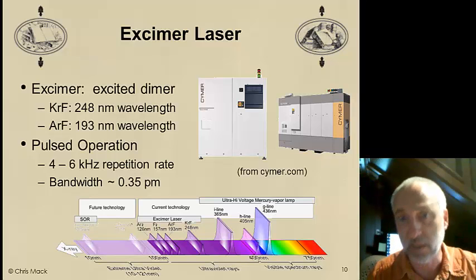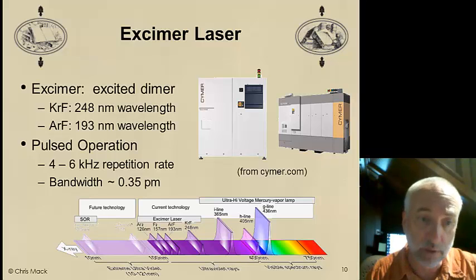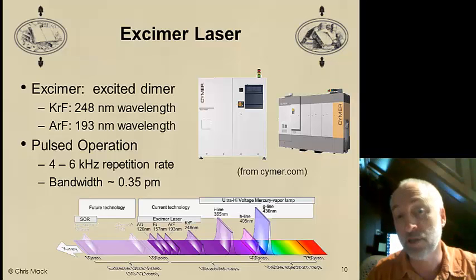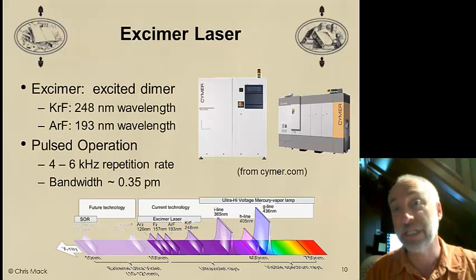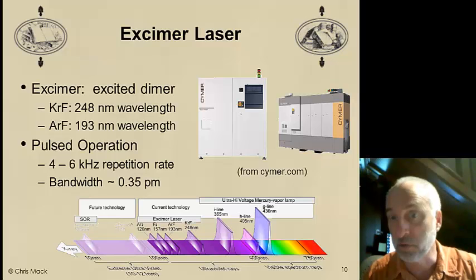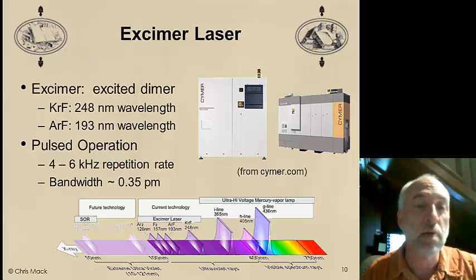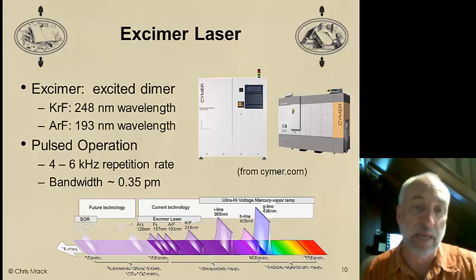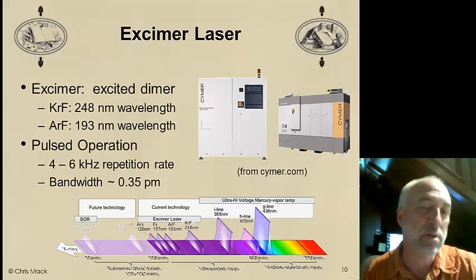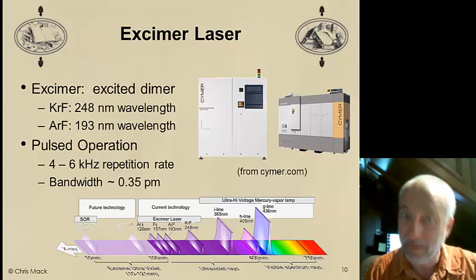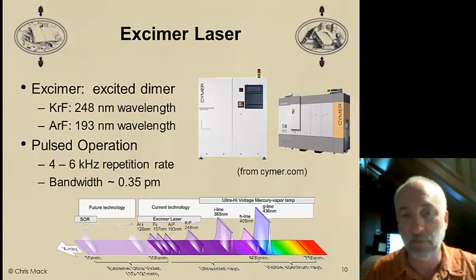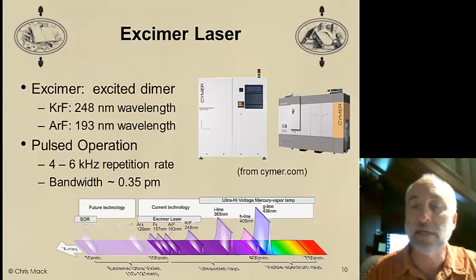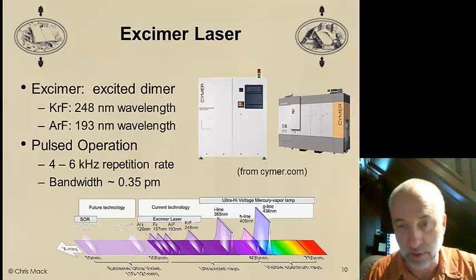They're pulsed, they're not continuous wattage CW lasers. They're pulsed at 4 to 6 kilohertz repetition rates. Quite a bit of energy in each pulse, something like 10 to 15 millijoules in each pulse. But the bandwidth is exceptionally small. You saw that with the mercury arc lamps we had 5 or 10 nanometer bandwidths. Here the bandwidth is 0.35 picometers. So very, very small. And there's reasons why we want it to be really small, and so there's a lot of line narrowing technology built into these lasers as well.